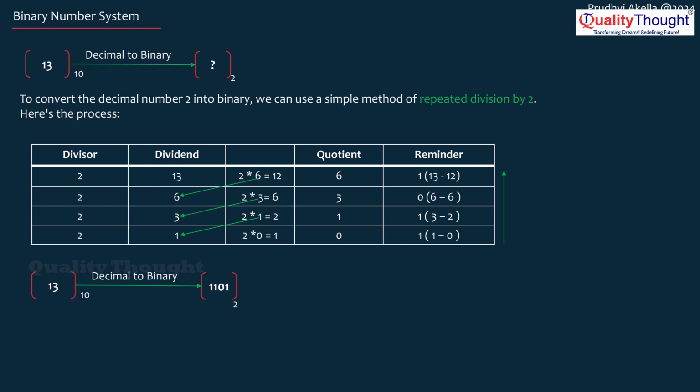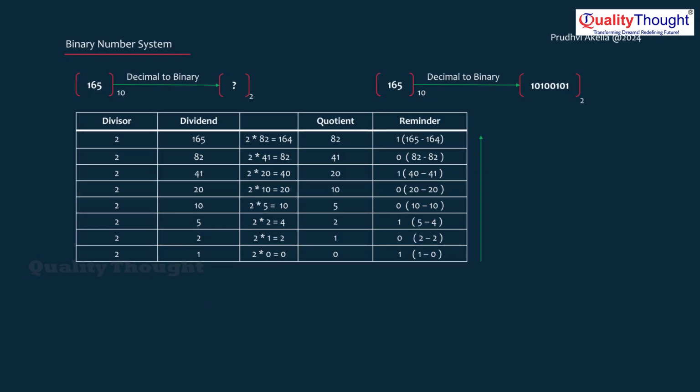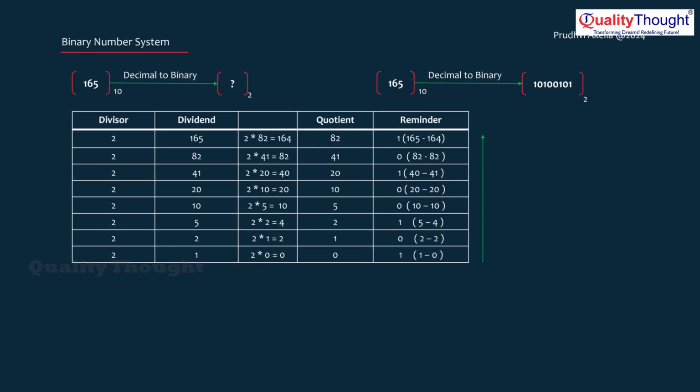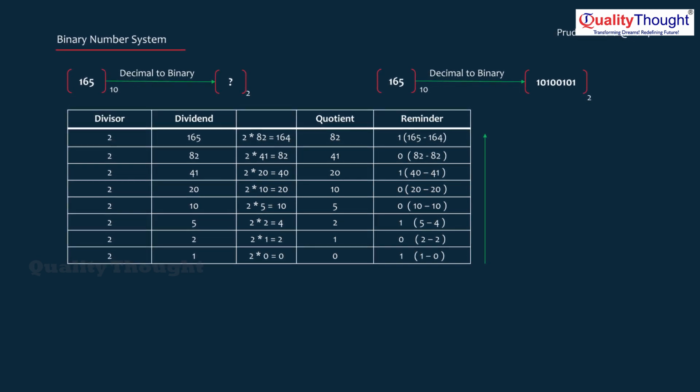Now you need to put down all the remainders together, starting from MSB, which is this location, till the top, which is LSB, which will be 1 1 0 1. So the representation of decimal 13 in binary would be 1 1 0 1. In the same way, you can do it for 165, and the process will be the same.